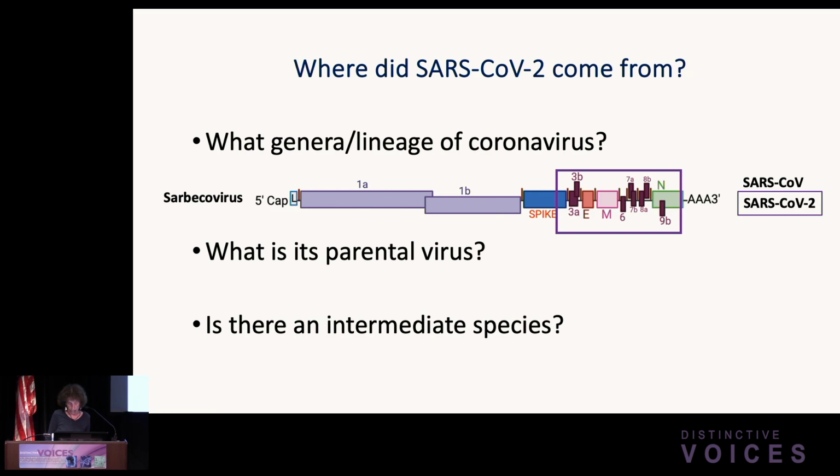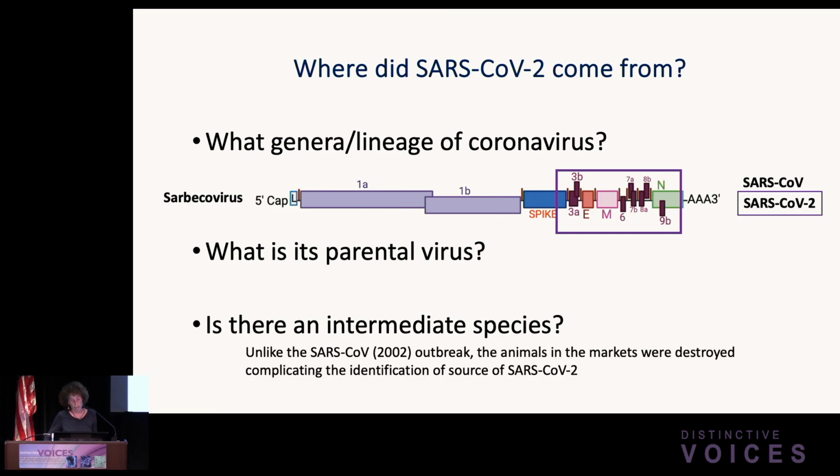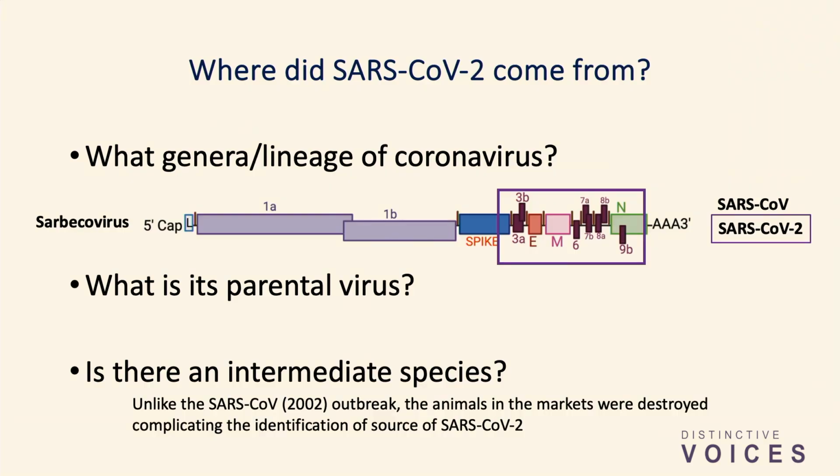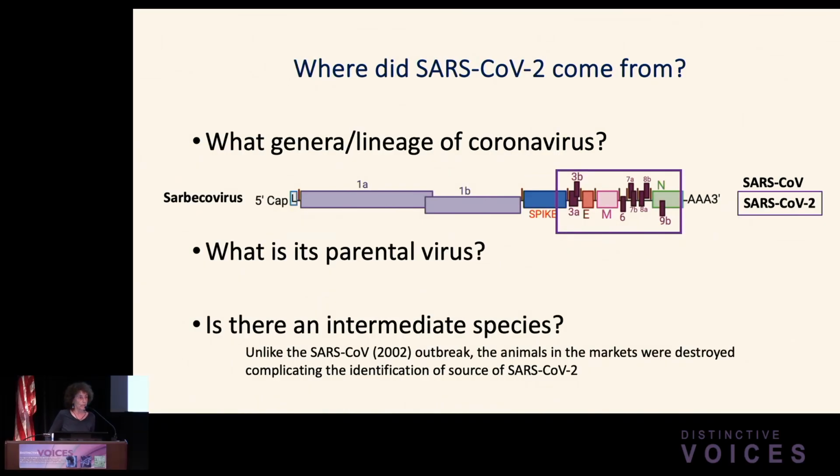So, unlike the first SARS, it's suspected or believed, and I'll talk about in a little more detail, that SARS-CoV-2 also came from animals in a wet market, but in Wuhan, China, not in southern China. But during the first SARS epidemic, the animals could be tested, and they were shown to be positive for the SARS-CoV. But this time, the animals in the market were all destroyed, which made it impossible to really test them for live virus. So that became this huge controversy to figure out where the virus actually came from.